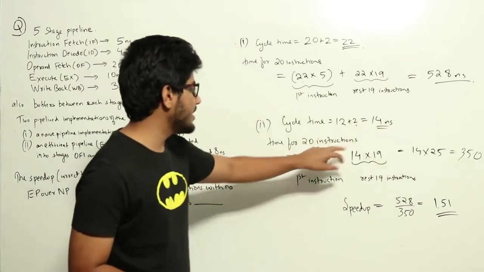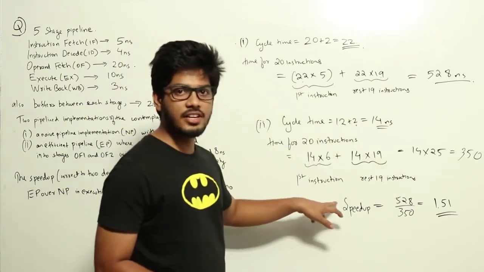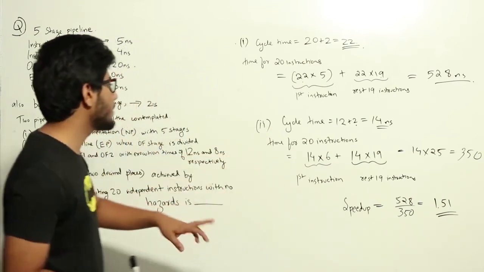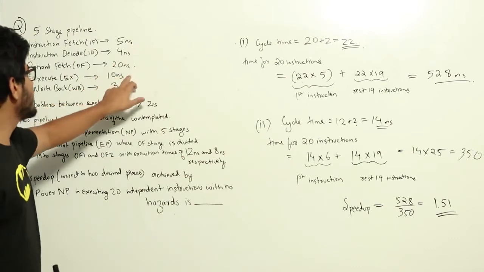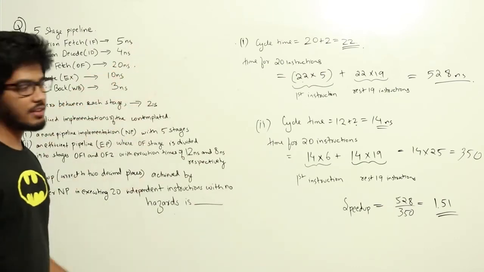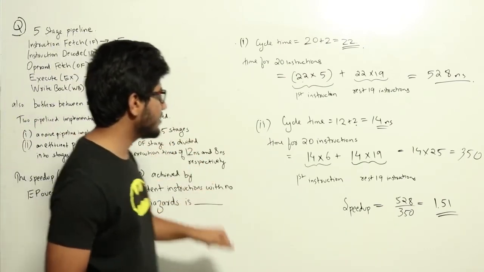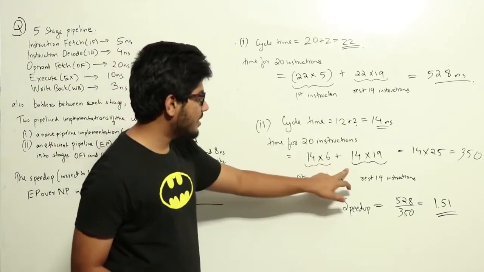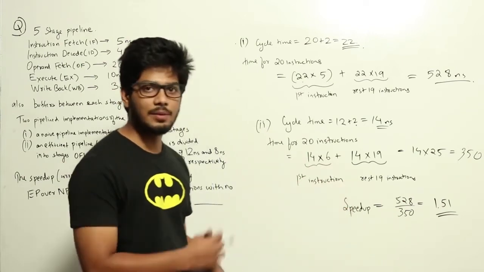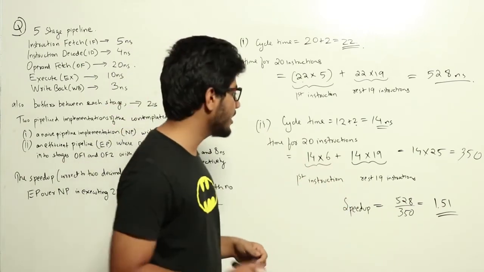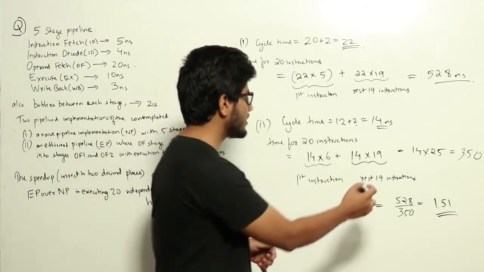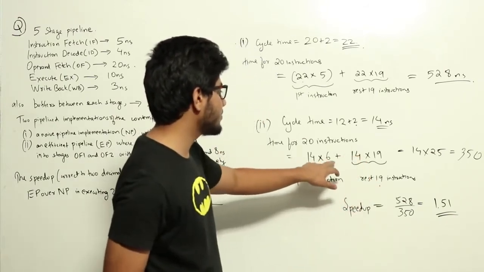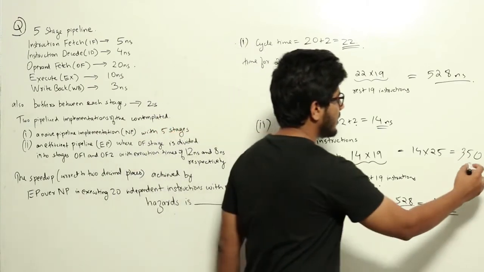Now the time for 20 instructions. For the first instruction, it will take 1 cycle time for each of the stages in the pipeline. There are 6 stages in the pipeline. There are these 4 stages, and this stage has been divided into 2 stages now, OF1 and OF2. So there are a total of 6 stages. So the first instruction will take 14 into 6. And after that, from the second instruction onwards, pipelining comes into the picture and each instruction will take only 1 additional cycle time. So for the rest of the 19 instructions, it will take 1 cycle time only. So the total time is 14 into 6 plus 14 into 19, that is 350 nanoseconds.